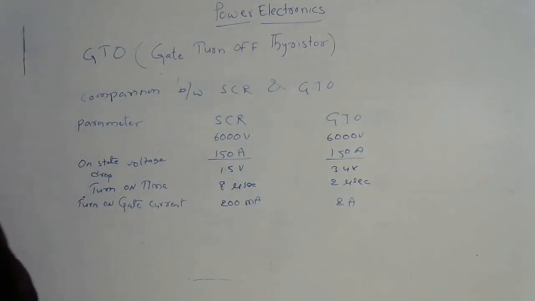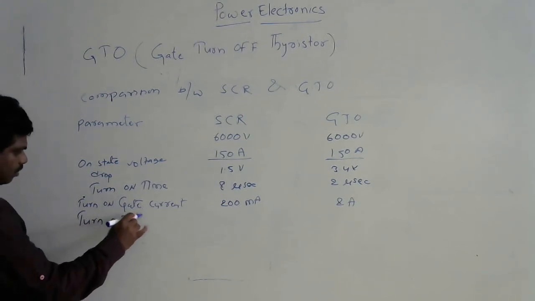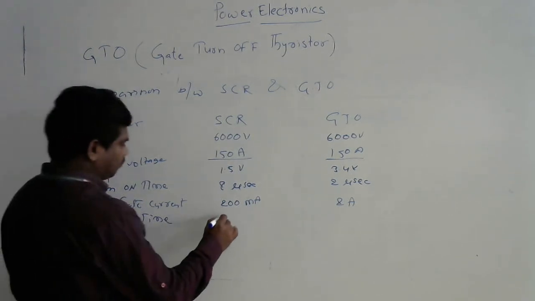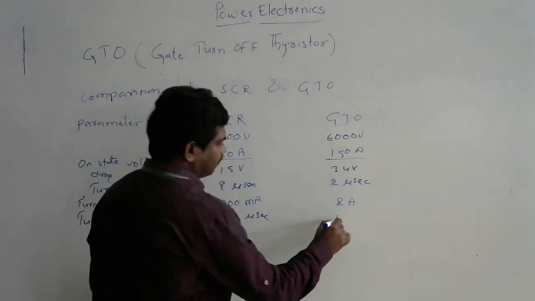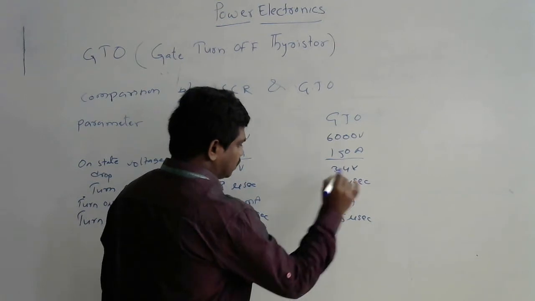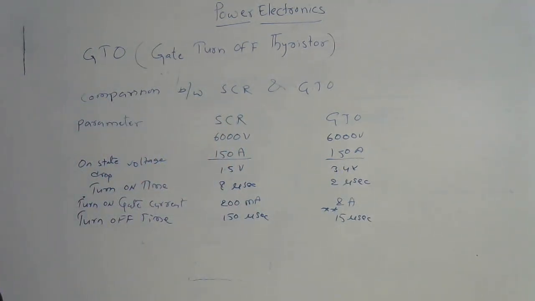Next one, turn off time. The turn off time is 150 microseconds for SCR and 15 microseconds for GTO. It is a big advantage of using GTO.